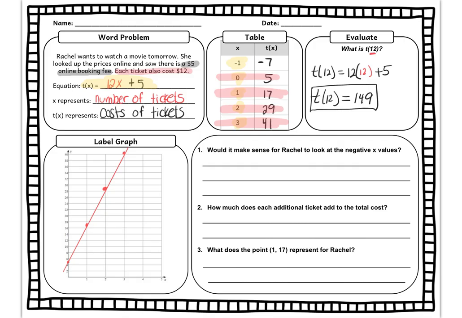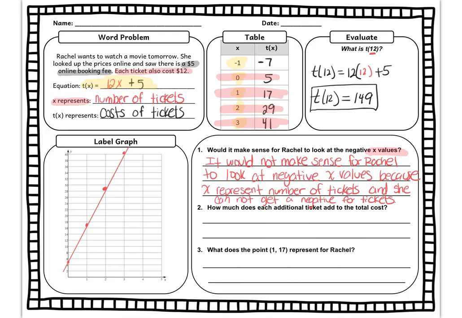So would it make sense for Rachel to look at negative X values? This would not make sense because we are talking about number of tickets. Remember, we're talking about X values. So X represents number of tickets. And we can't have negative number of something. Notice when I'm answering my questions for word problems, I use complete sentences by restating the question.